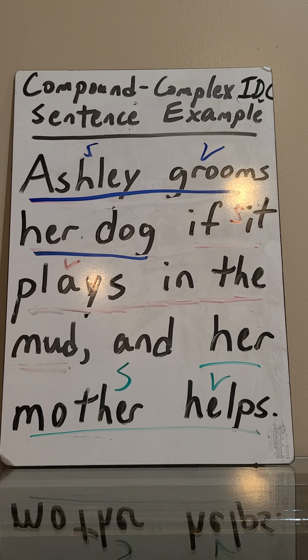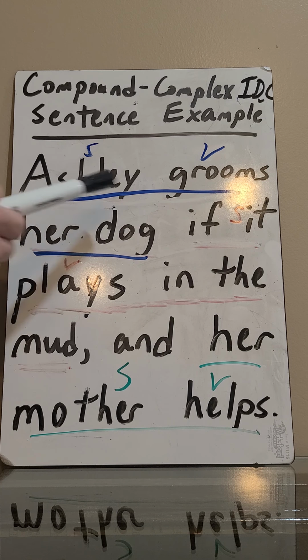All right, so what makes this compound? Let's look at it. Ashley grooms her dog if it plays in the mud, and her mother helps. Well, this comma gives us the fact that it is a compound sentence, right? That kind of is our giveaway here. Right, we see comma and her mother helps.